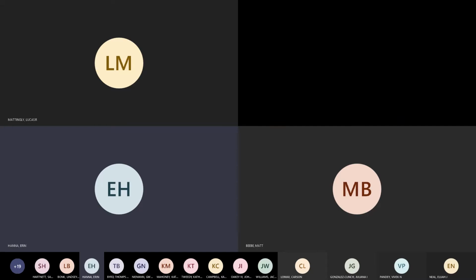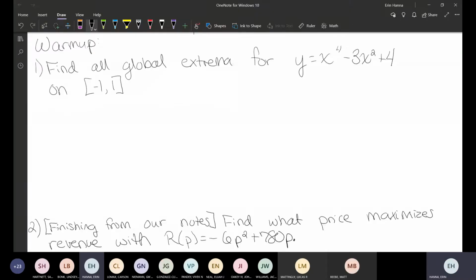So we want to find the derivative and find all the critical points. So we need the derivative, then we need to set it equal to 0. So we have 4x cubed minus 6x. Before we set that equal to 0, I suggest factoring it as much as possible. Both of those terms have a 2x in common, so go ahead and pull it out. You'll be left with 2x squared minus 3.